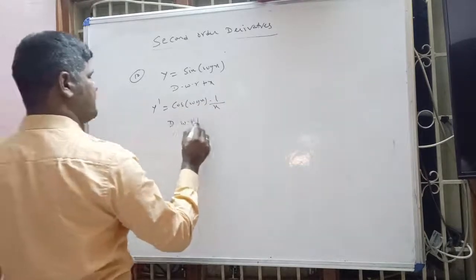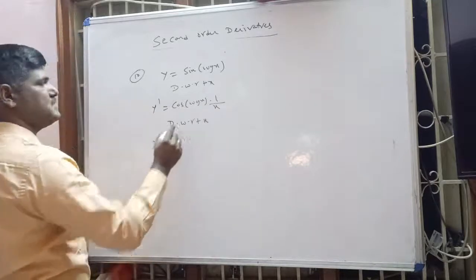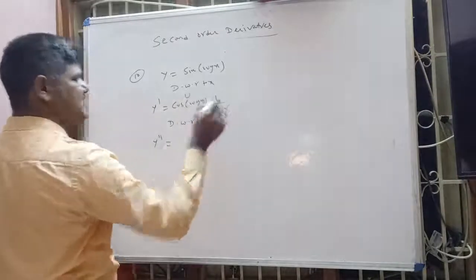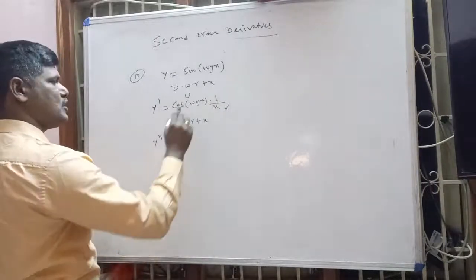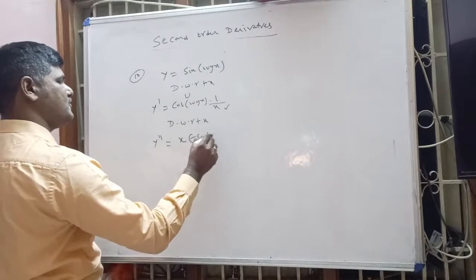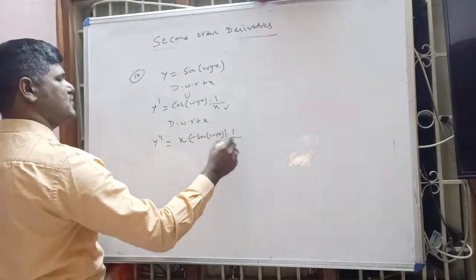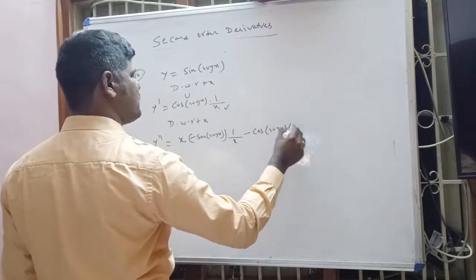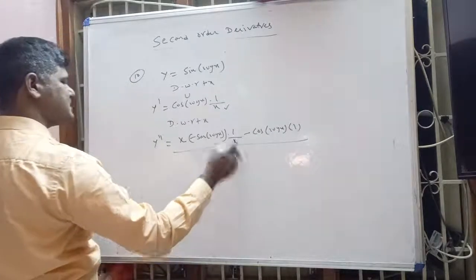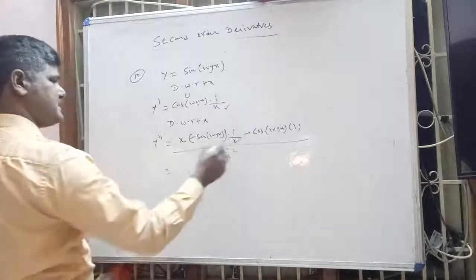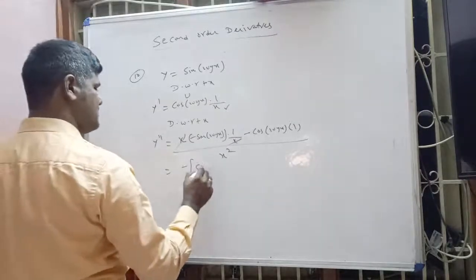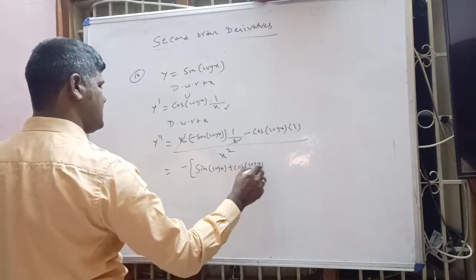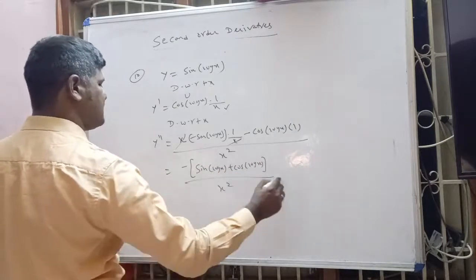Again, differentiate with respect to x, y double dash. It is looking like the u by v formula, no? This is u, this is v, u by v. V: x into the derivative of cos of log x, minus sine of log x into the derivative of log x, 1 by x, minus u: cos of log x into the derivative of x, 1, by v square, which means x square. x and x cancel, take minus as common. Sin of log x plus cos of log x by x square.